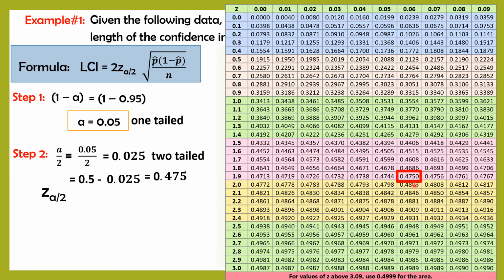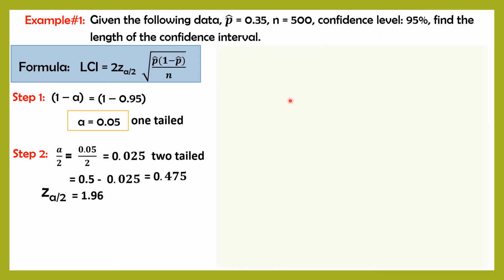So, ito ang 0.475. Then, tingin lang tayo sa ating left side. That is 1.9. And then, sa taas natin ay 0.06. So, pagsamahin lang natin yung dalawa na yan. So, that is 1.9, then yung 6. So, 1.96.